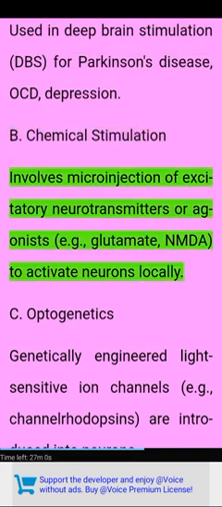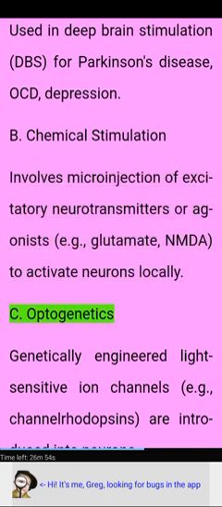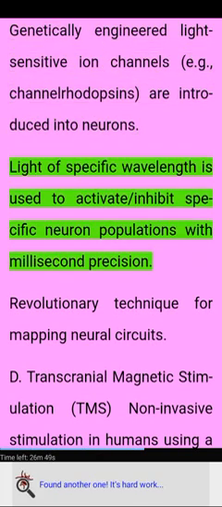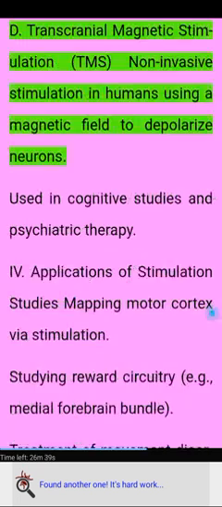B. Chemical stimulation. Involves microinjection of excitatory neurotransmitters or agonists, e.g., glutamate, NMDA, to activate neurons locally. C. Optogenetics. Genetically engineered light-sensitive ion channels, e.g., channelrhodopsins, are introduced into neurons. Light of specific wavelength is used to activate or inhibit specific neuron populations with millisecond precision. A revolutionary technique for mapping neural circuits.